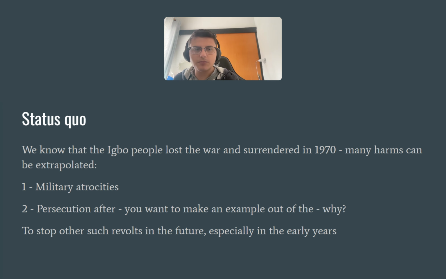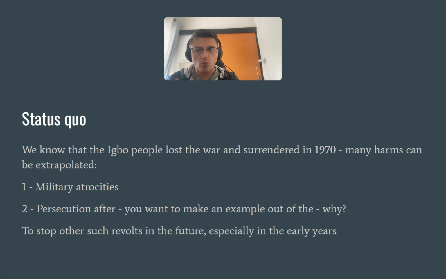So the first and most important thing when we're looking at the first argument is that the status quo is on our side. Even in the info slide it stated that we know that the Igbo people lost the war and surrendered in 1970, and after that a lot of harms were inflicted on them. Most likely military atrocities happened while they were fighting. Most likely you have some forms of persecution after the fact.